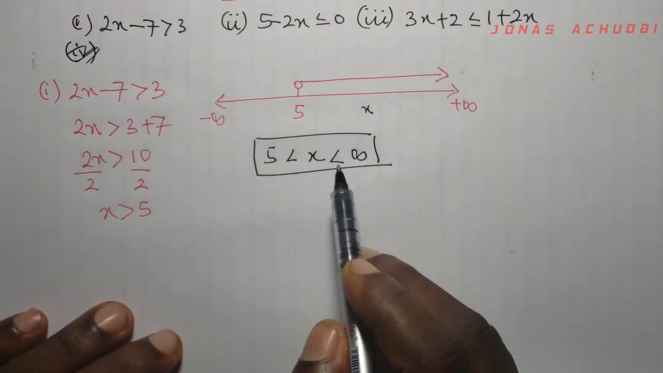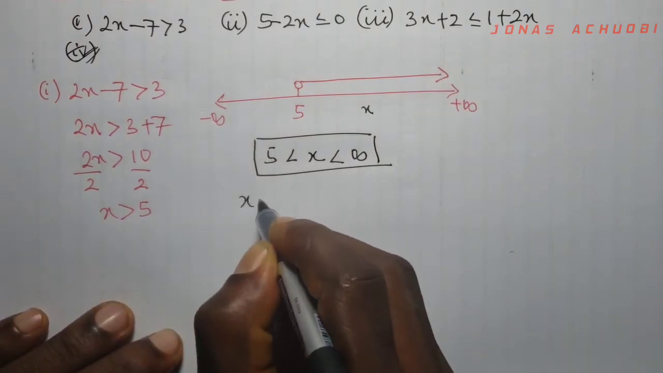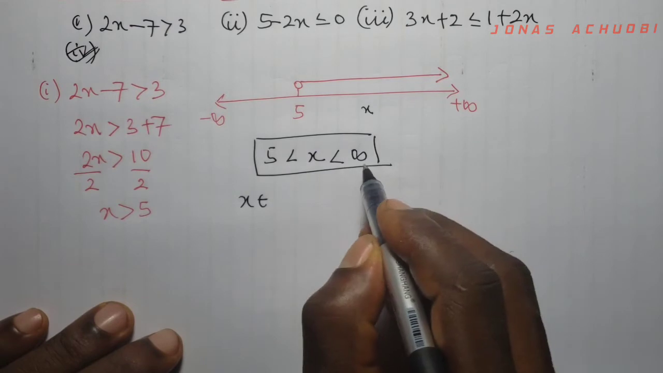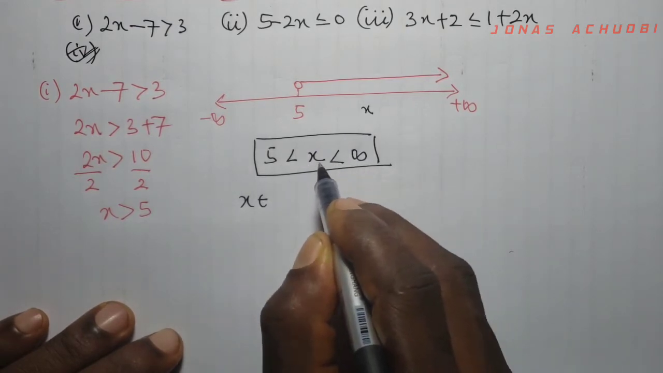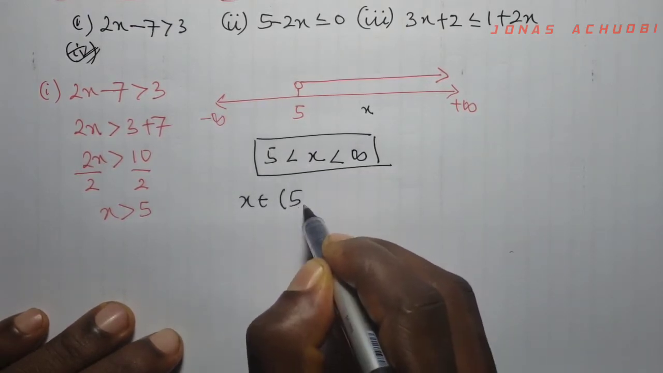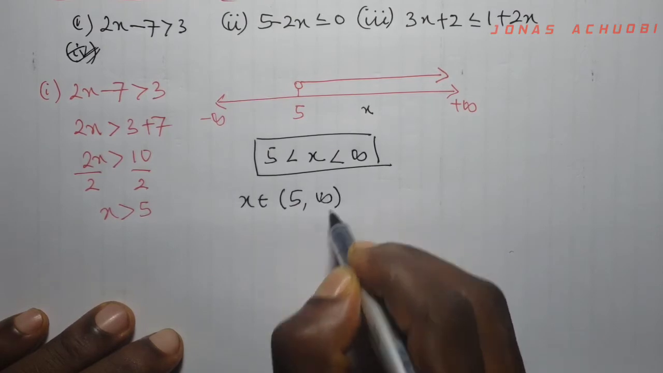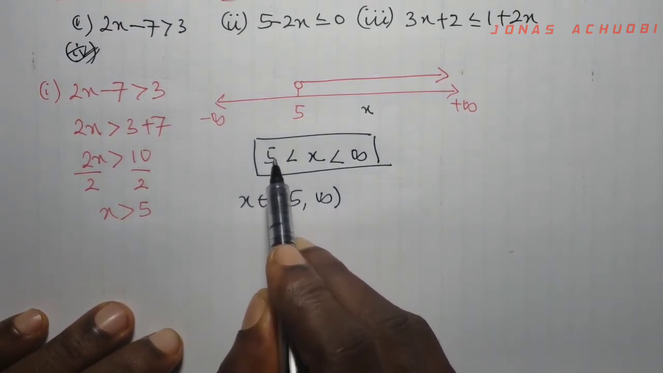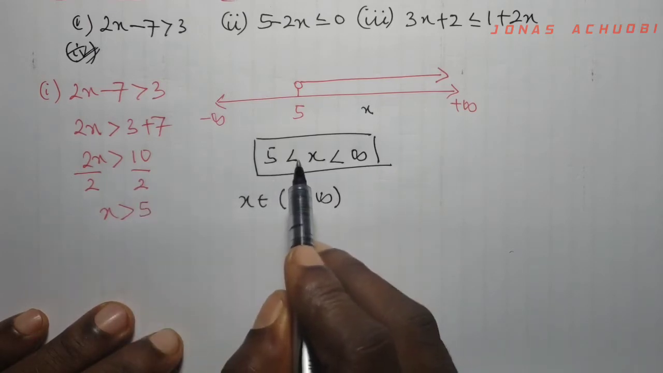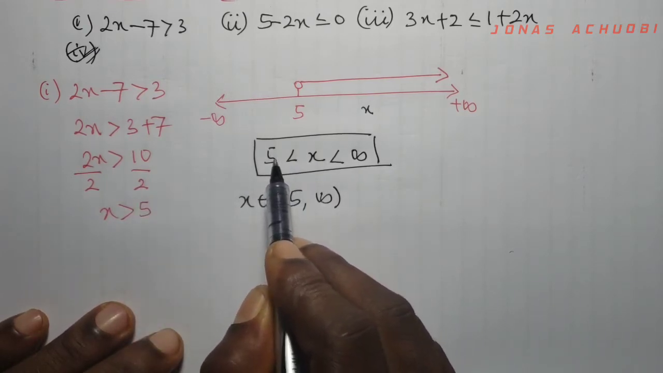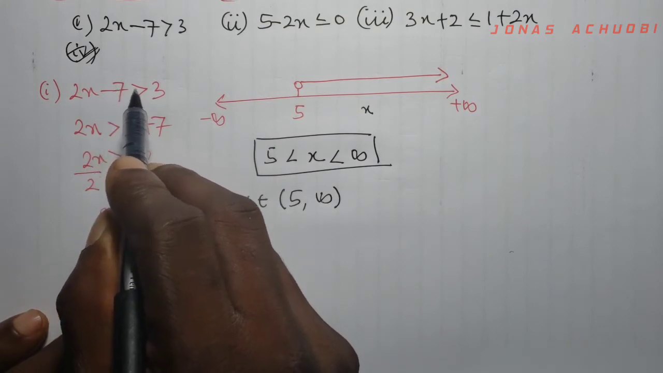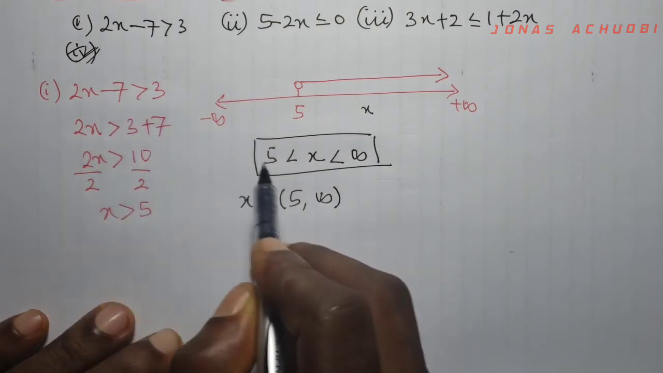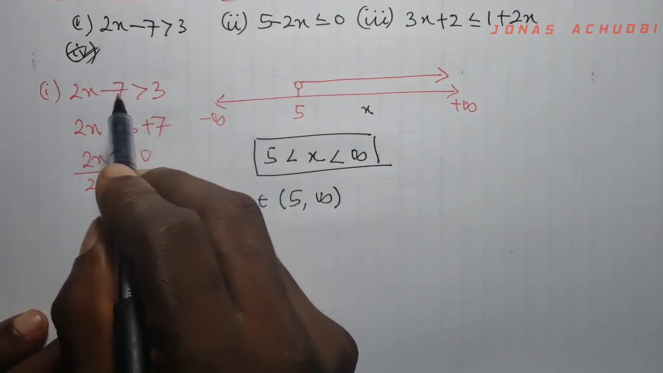Lastly, in terms of intervals, we will write that x belongs to the following interval. Now, since we have here 5 and infinity, observe this. Since 5 is not in the solution set, and I have explained why, because when you substitute the value of 5 into the inequality, we have 3 greater than 3, which is not true. So the number 5 is not in the solution set.